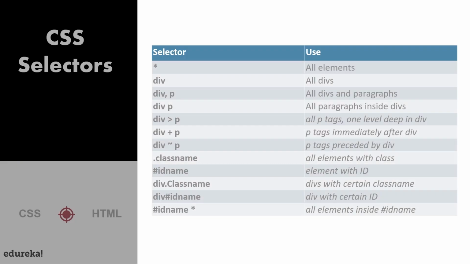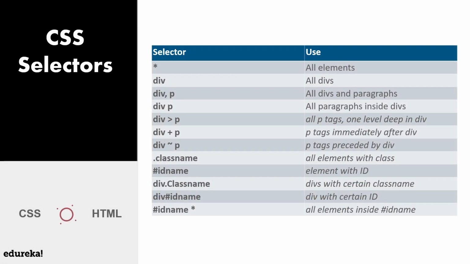Okay, so now let's see the different types of CSS selectors. So these are all the different types of CSS selectors, and basically a selector is a way of targeting an element on a web page. So the star selector selects all the elements and applies the CSS that you would apply to it. And then if you would say div, then it would apply your CSS to all the divs. Now div comma p will apply to all the divs and paragraphs. Div space p will put your styling to all the paragraphs inside divs.